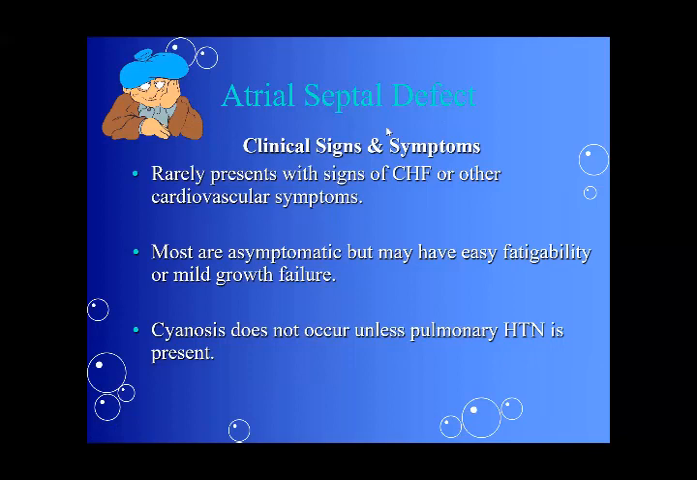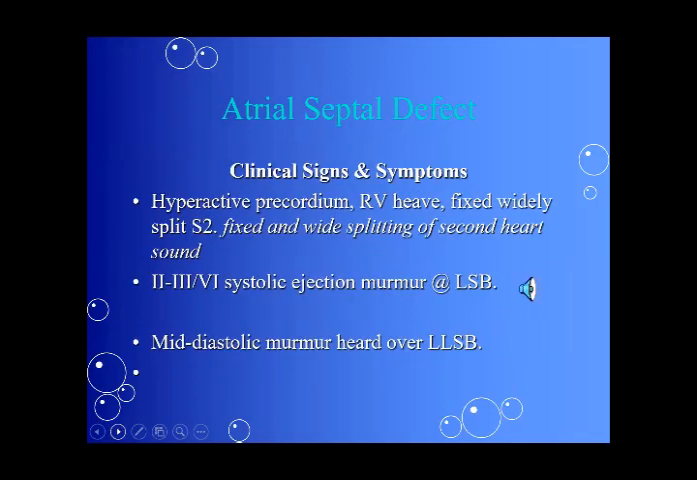Clinical signs and symptoms that are really present are congestive heart failure if the defect is large, or other cardiovascular symptoms. Most patients are asymptomatic but may have easy fatigability and little growth failure. Cyanosis does not occur unless pulmonary hypertension is present. There is usually a hyperdynamic precordium. Right ventricular heave is always present.